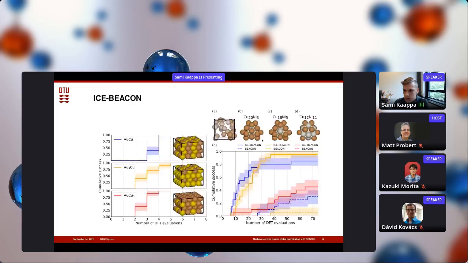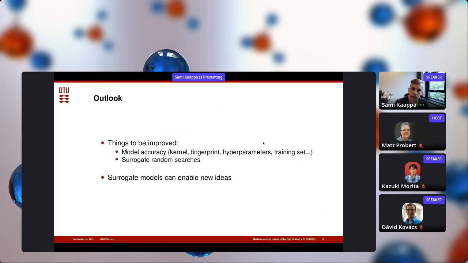All right, that was basically what I had to say. Something about the future. Well, things can be improved. So we have a surrogate model where we have some parameters and kernel functions and fingerprints, whatever. This can be improved, I guess. Also, optimizing the training set in some intelligent way would be a nice thing to do.